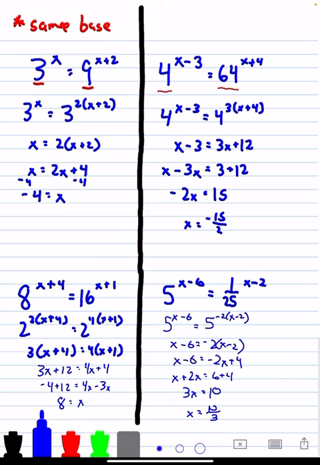So remember, anytime we're solving exponential equations, our first goal is always to try to obtain the same base on both sides of the equation. We will not always be able to do this. Sometimes we will have to take the log of both sides, which we'll see down the road. But our first step is to always try to obtain the same base. And if we do that, we'll make our problem a lot easier and simpler for us.